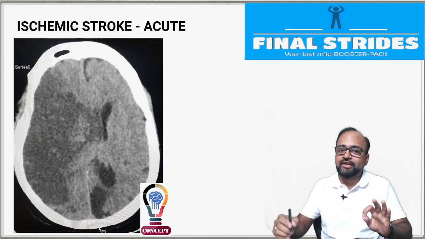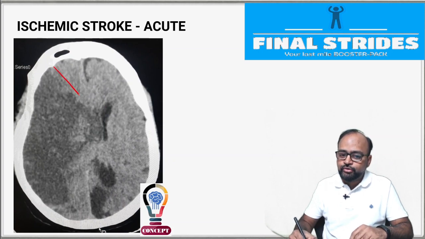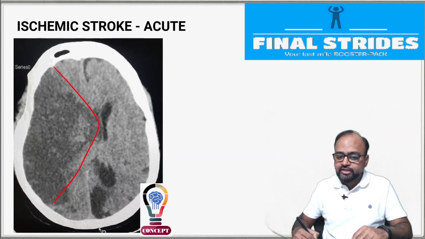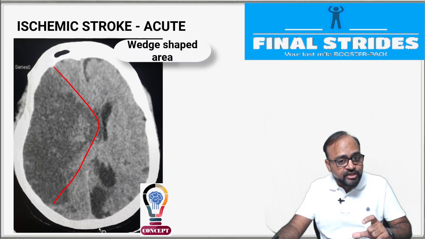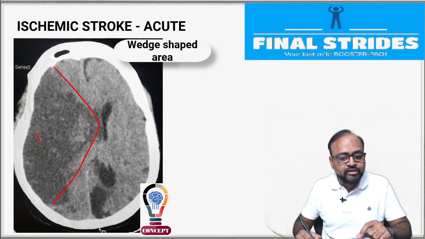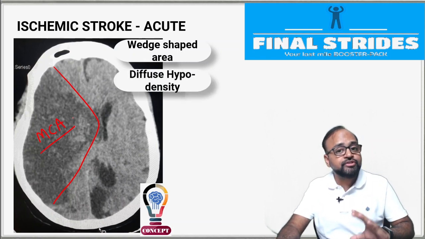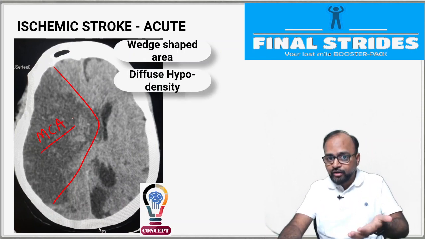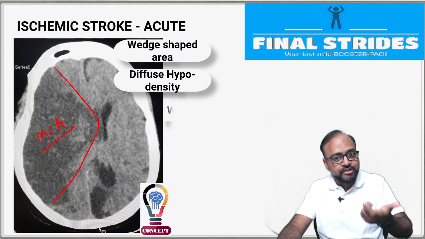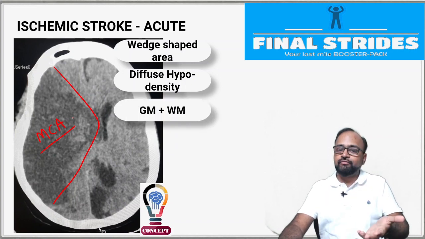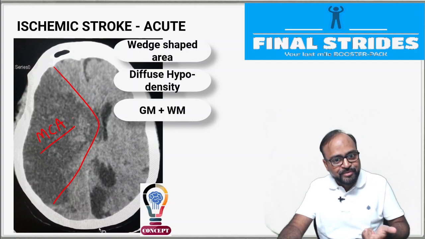This is how a classic acute ischemic infarct looks like. Look at this hypodense area. It is triangular in shape, so a wedge shaped area, because this is the arterial distribution territory of the middle cerebral artery, which is wedge shaped, and therefore it is appearing wedge shaped. It is diffusely hypodense. Why? Dark. Why? Because the affected brain parenchyma is edematous. It is involving gray and white matter because both of them are supplied by the same artery.